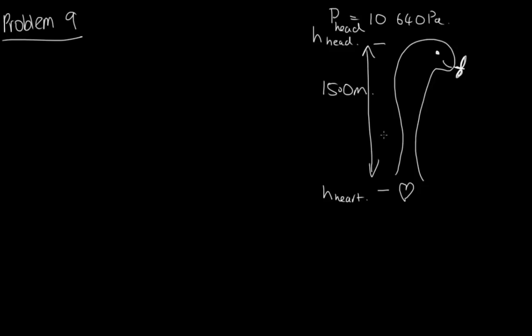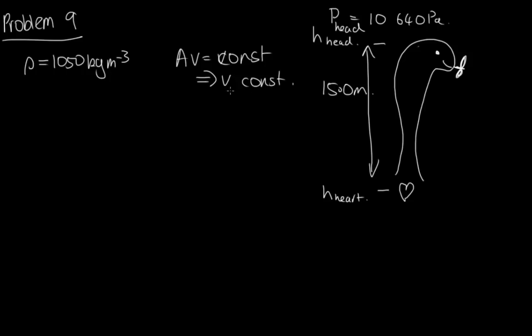And we can assume that the density of dinosaur blood is 1,050 kilograms per meter cubed, similar to humans. And we can also assume that the blood vessels have the same size up here as down here. And if they have the same size, because AV is constant, that tells us that V is constant. So what we can use is Bernoulli's equation.